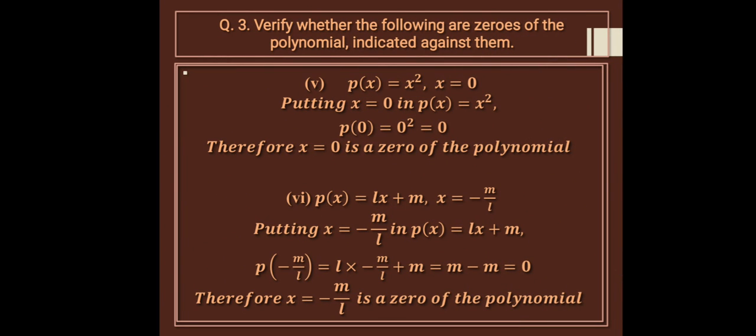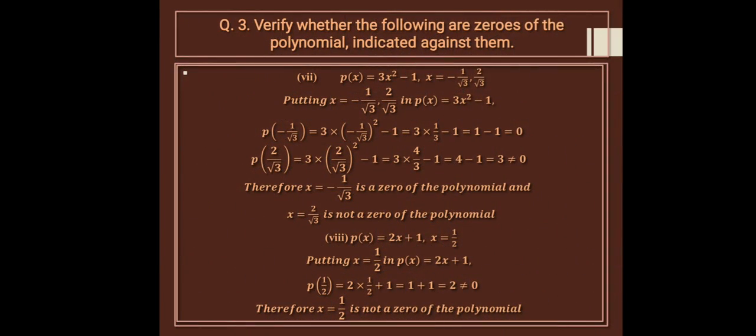Similar to the previous one, again we did in the fifth and sixth. The polynomial of x is x square. If you put 0 in place of x, then this would be 0. So this is a zero of the polynomial. Now in another, lx plus m. Put here the value of x equal to minus m upon l. So minus m upon l into l equals minus m. Then m minus m is equal to 0. So minus m upon l is a zero of the polynomial.